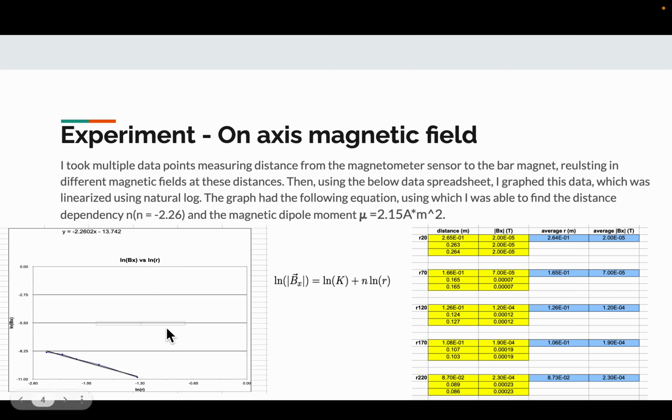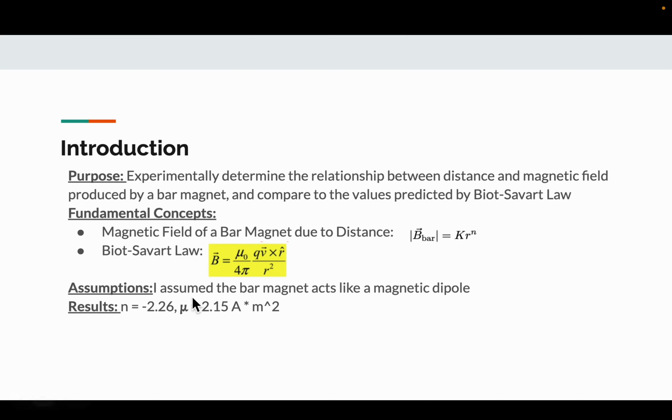So when you do that, the slope is the distance dependency, which as you can see is negative, because as distance increases, the magnetic field decreases. And then the magnetic dipole moment mu equals 2.15 amperes times meter squared. I calculated that by setting these two equations equal to one another and solving for mu, which is basically this right here.